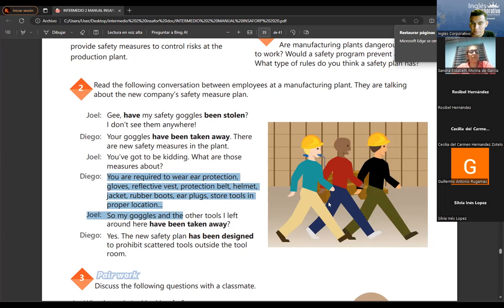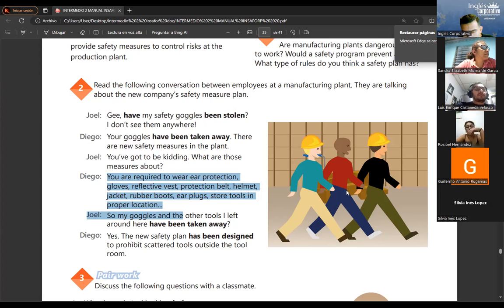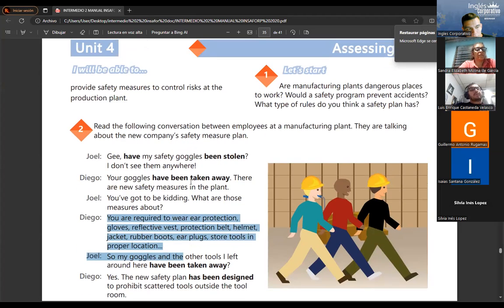Miss Concepcion, can you? Okay, I guess she is not over there. Okay, how about Mr. Luis Enrique? Okay. All right, and Mr. Isaías Santana? Okay. All right, let's start. Mr. Luis, you are Joel.